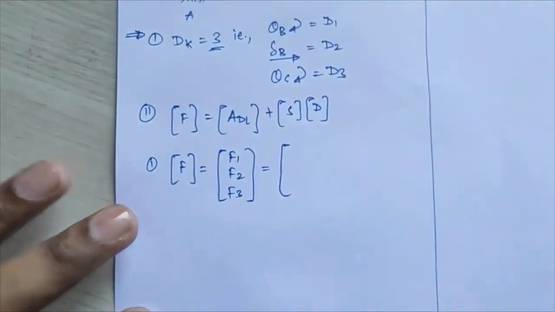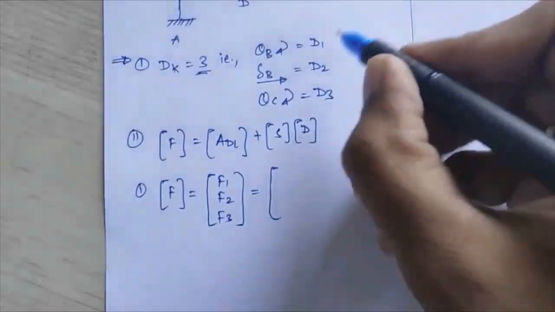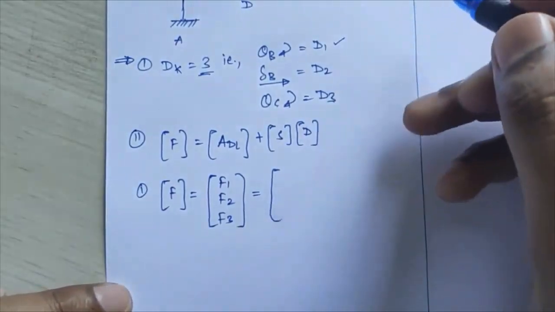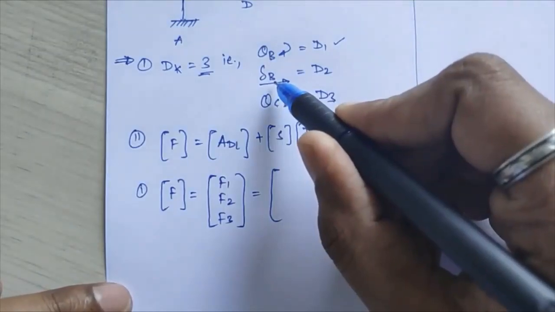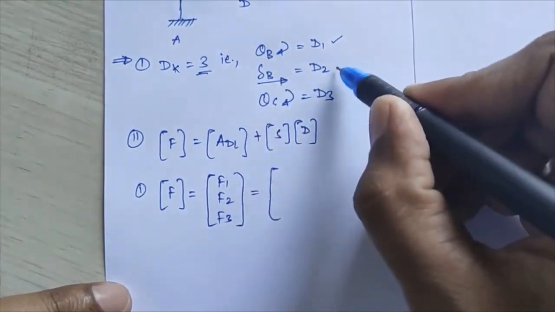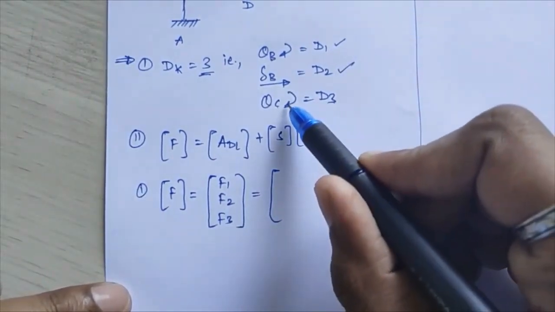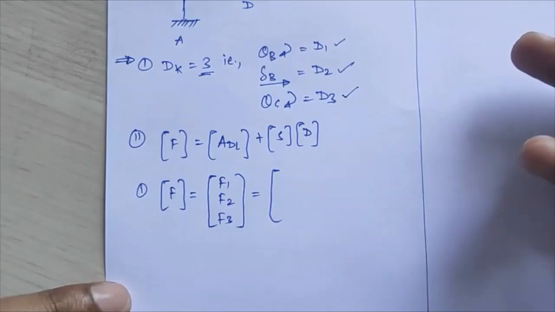Now what you have to see here is whether any corresponding forces are acting at your selected coordinates or selected redundant points or not. The first selected redundant is the theta, so you have to see whether a corresponding moment is acting at the first coordinate. Then second is the displacement, delta, so you have to see whether any corresponding force is acting. And the third is again theta, so you have to see whether any corresponding moment is acting at your third coordinate or not.